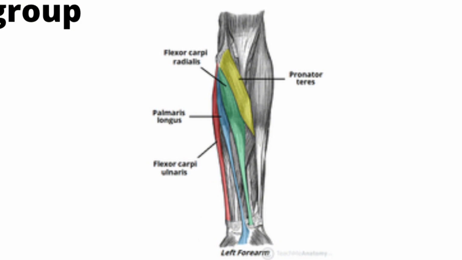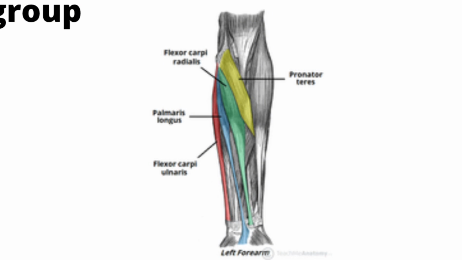Flexor pollicis longus. Origin: anterior surface of the radius and interosseous membrane. Insertion: base of the distal phalanx of the thumb. Function: flexes the thumb at the IP and MCP joints. Innervation: median nerve.